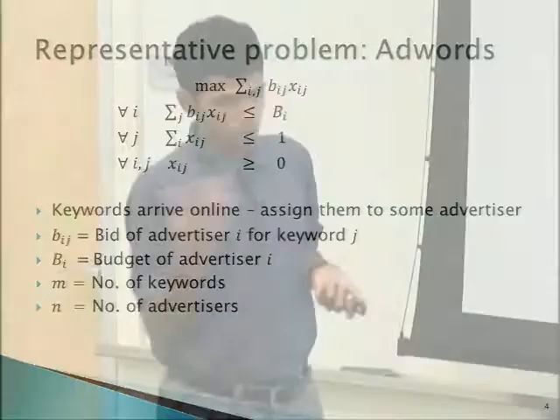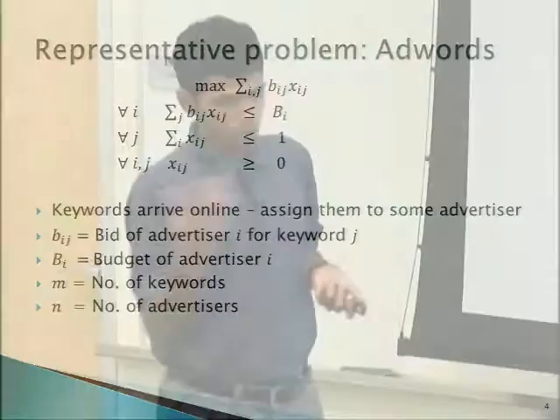By stochastic, as I said, people assume that the input comes from some random permutation or is drawn from some distribution. The distribution could be known to the designer or unknown to the algorithm designer and all those variants. Okay. So to make things concrete, I'm going to fix a representative problem. This is the now famous AdWords problem.